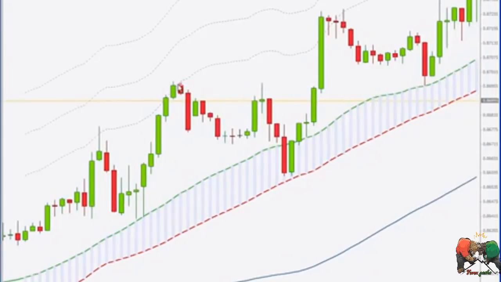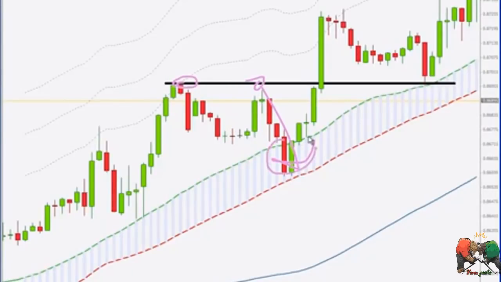As soon as you identify that, you simply mark that level of resistance. Okay, so well, let's do it. Let's do just that, shall we? We found that double top.